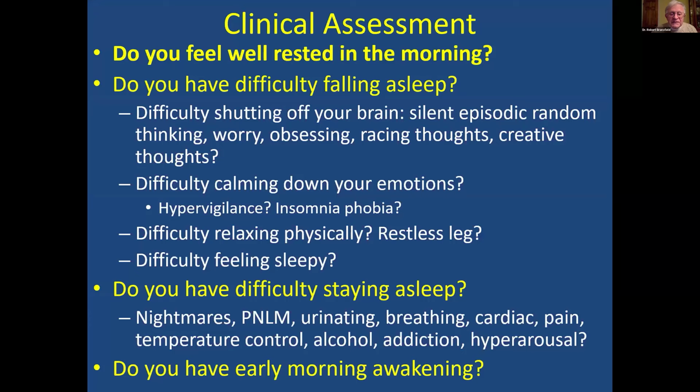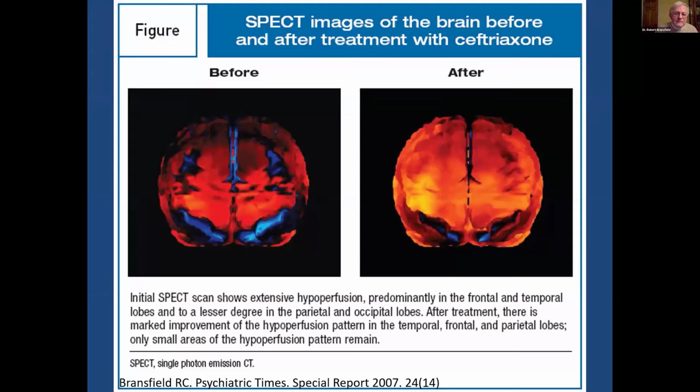Is it silent, episodic, random thinking, worry, obsessing, racing thoughts, intrusive thoughts? What is it? And that's maybe what we need to treat. So there is hope. And this is a patient who was before and after.